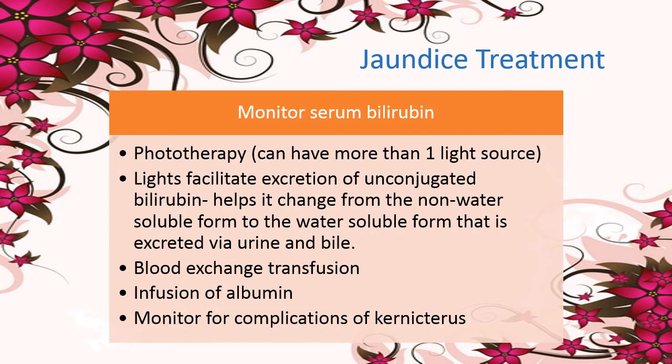So what is the actual treatment for jaundice? Well, we have to monitor serum bilirubin. Phototherapy: you can have more than one light source. Lights facilitate the excretion of the unconjugated bilirubin. It helps change it from the non-water soluble form to the water soluble form that is excreted via urine and bile. They may have to have blood exchange transfusion. They may have to have infusion of albumin. And what you want to do is monitor for complications of kernicterus.